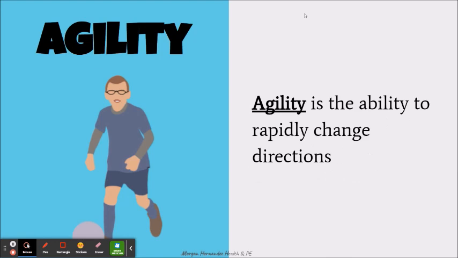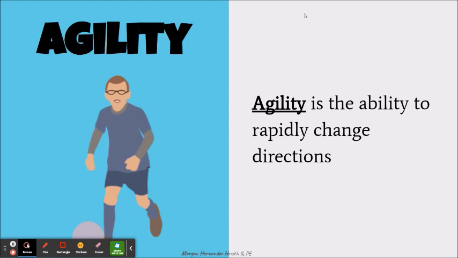All right, so now that you refreshed your memory about the five components of physical fitness, and you also learned the definitions of the physical fitness components and examples of each of these components, now we're going to review the six skill-related fitness components that we learned in the previous lesson.